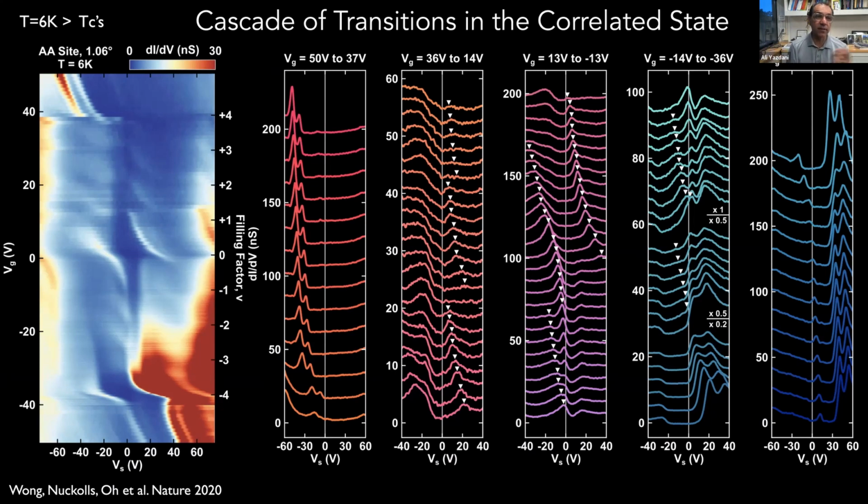So if you look at the panel on the left-hand side, you see that there are repeated features in the spectra between 4, 3, 2, and 1. There are these sort of tail feather-like features that go out and they repeat as you change the filling.